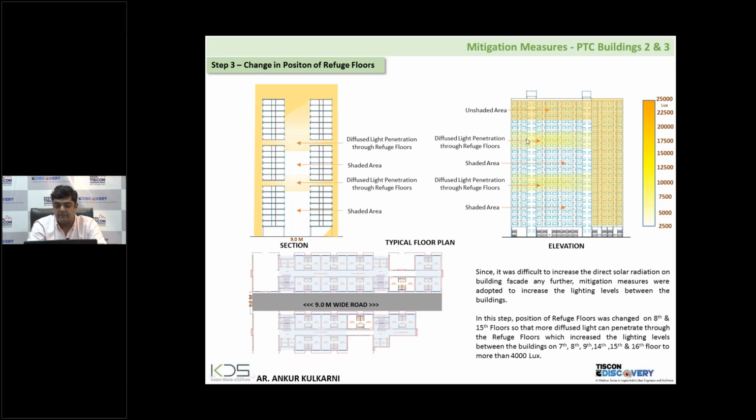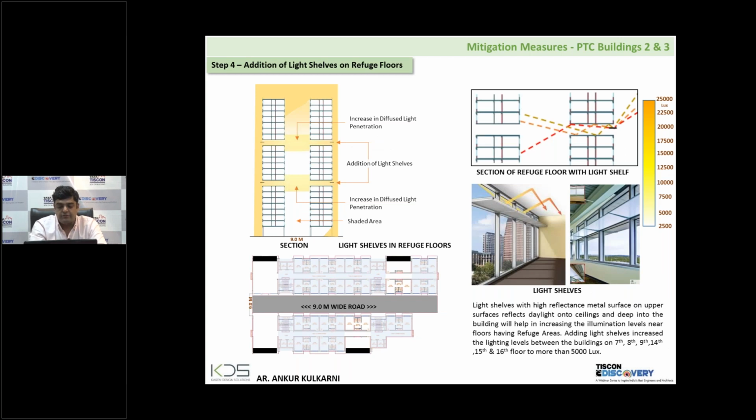So this is the next. This was my total unshaded area. This is the diffused light penetration because of the opening of those refuge floors. But still, I would say 50% of the problem is solved, but the other 50% is still as it is. And then of course, the introduction of the light shelves also helped us a lot.